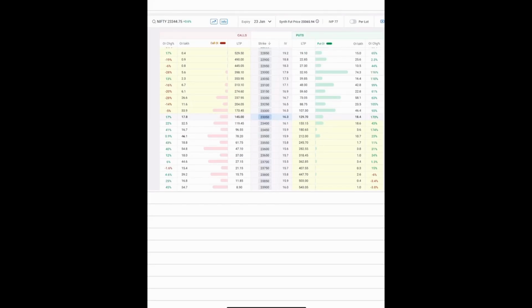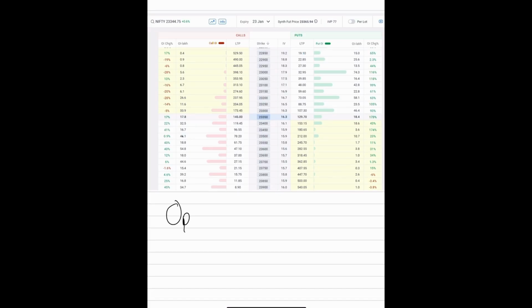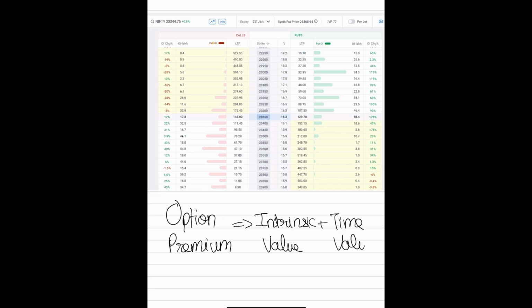Hi, so today we are going to see how to calculate the intrinsic and the extrinsic value of an option premium. So, first I'll tell you about option premium. Option premium is made up of two things, that is the intrinsic value and the time value, which is called the extrinsic value.